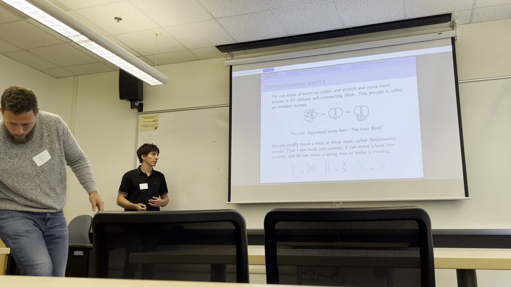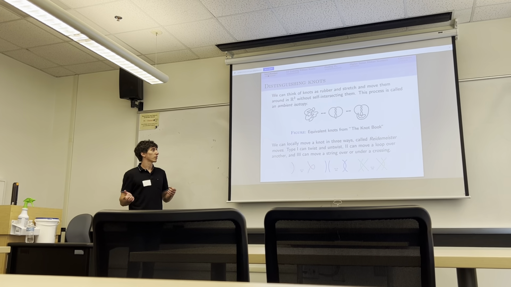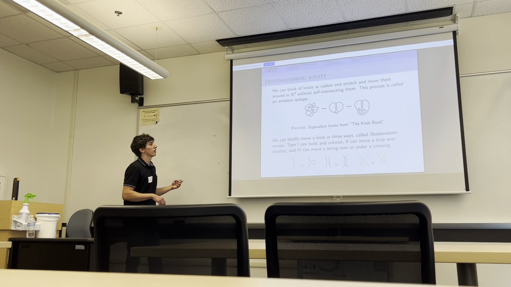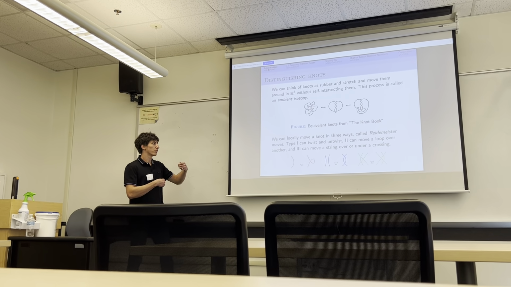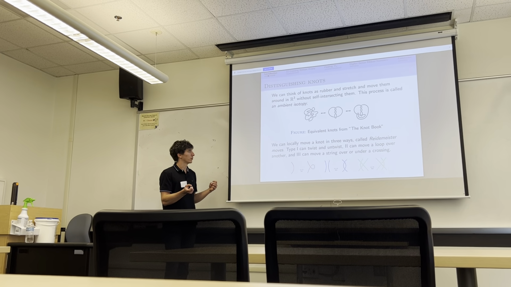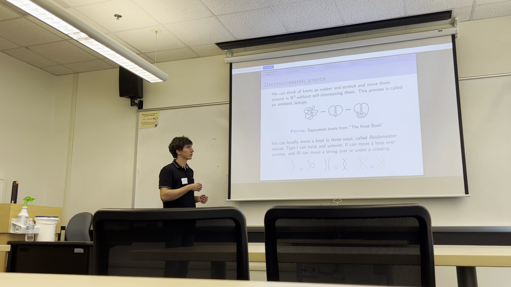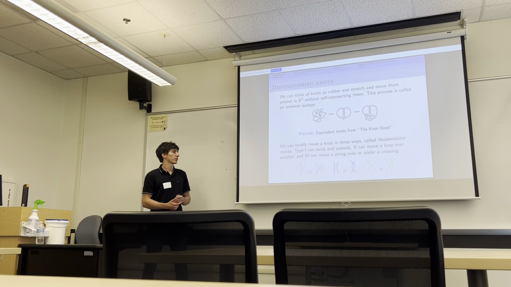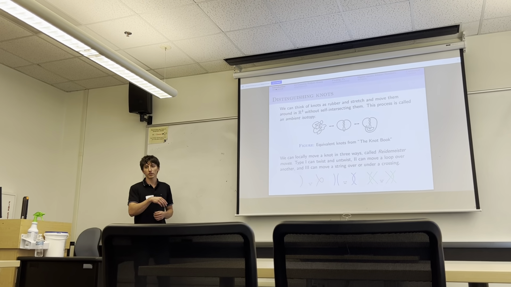To go into a little more detail about these moves, we can do what's called Reidemeister moves, which are just local moves you do in space. Whenever 2 knots are equivalent, there exists a sequence of Reidemeister moves to move from one to the other.